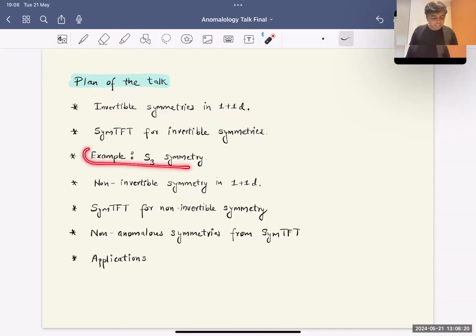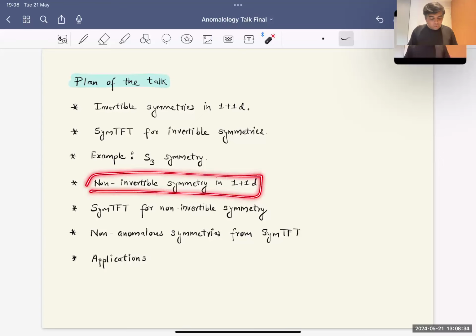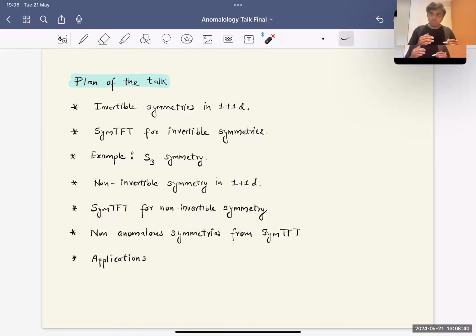Then I will describe the S3 symmetry case, because the S3 symmetry is a non-abelian case and the simplest case in which you can actually analyze everything explicitly, and you can already see the general story there. Then I will describe non-invertible symmetries in 1 plus 1D, look at their SymTFTs, and find a generic method on how to find non-anomalous symmetries from such general SymTFTs. And then I will describe some applications. So this is the plan.